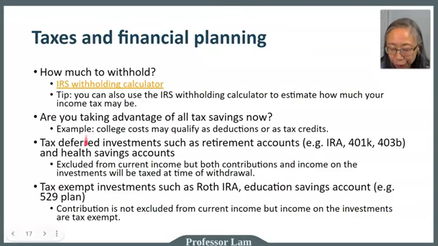So for tax deferred investments, such as a 401k or 403b, these are tax deferred accounts, which means that they reduce your current income tax, but then when you take the money out, you have to pay tax. With tax exempt investments such as a Roth IRA, you don't get any tax benefit today, but you don't pay any tax on the return on the investment. So when you take money out of this account, you don't have to pay any tax.